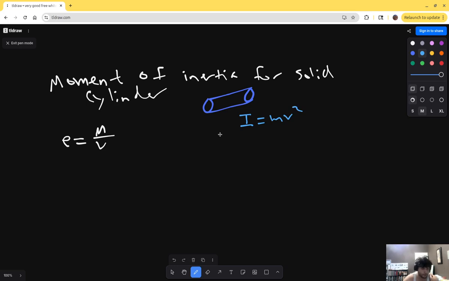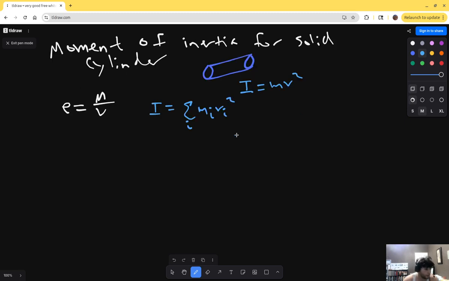We know that similarly, I is equal to the sum of all of them, like this. So that's it. Those are the only two things we're going to use. So we're going to say the resistance to change with small masses, for infinitely small, we're summing over all of the mass.